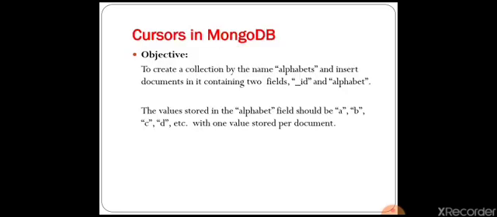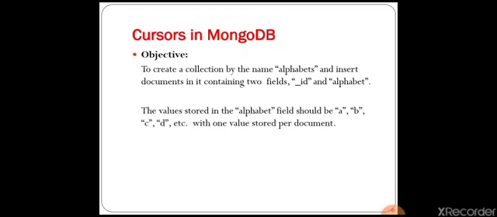Now next is cursors in MongoDB. Let us see what is a cursor. The cursor is a MongoDB collection of the documents which is returned upon the find method execution. As soon as the find method is executed, it returns the cursor. Now let us see with the example.